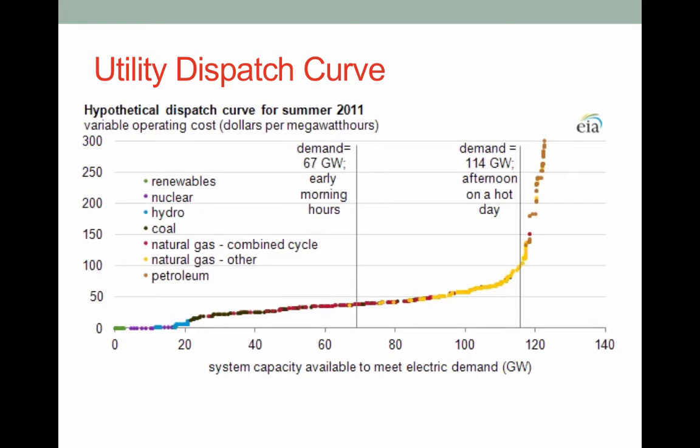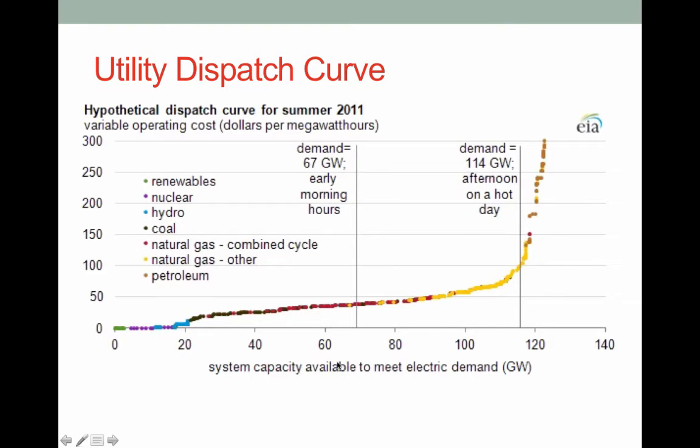And this chart shows the utility dispatch curve. We can see that renewable energy, hydropower, coal, and nuclear are typically used to meet the base demand. They are not expensive in terms of the marginal cost of power production, and they are also very stable power generation, meaning that with this type of technologies, it's very hard to ramp up and ramp down quickly.